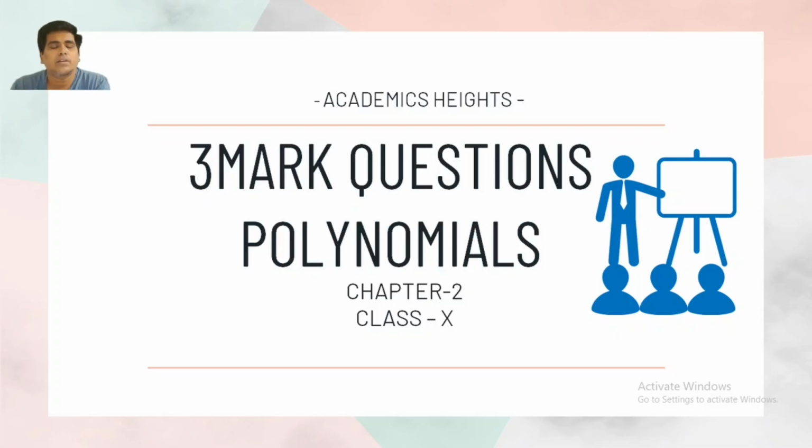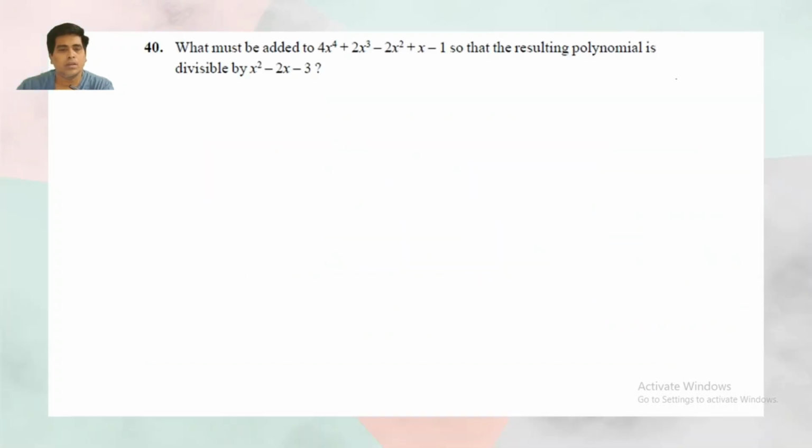We are discussing all important concepts of 3 mark questions in Polynomials Chapter 2, Class 10th CBSE. Here we go to question number 40. What must be added to this polynomial so that the resulting polynomial is divisible by x square minus 2x minus 3?